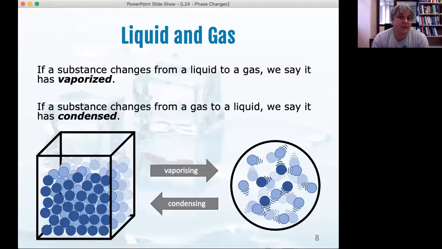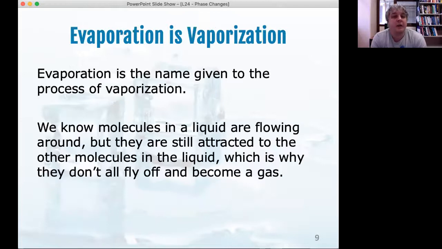Liquid and gas. When liquid changes to a gas, we call it vaporizing. So we say it is vaporized. When a substance goes the other way, a gas condenses into a liquid, we say it has condensed into a liquid. Evaporation is a term we're often familiar with from our everyday life. So what is evaporation? It's just the name given to the process of vaporization. It's the same thing. You can say that it's evaporated or that it's vaporized. They mean the same thing.